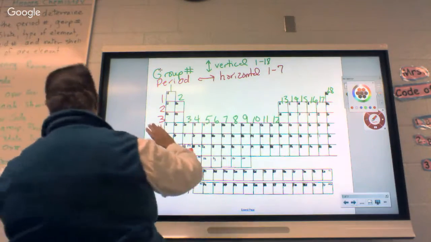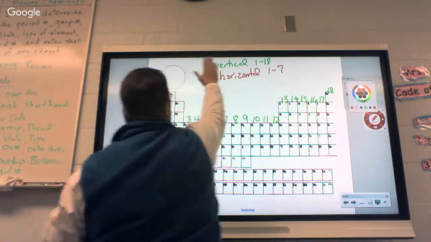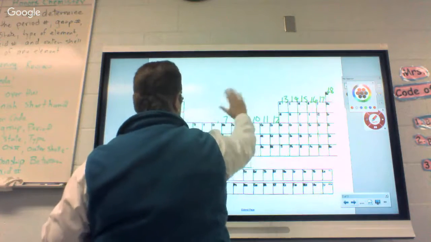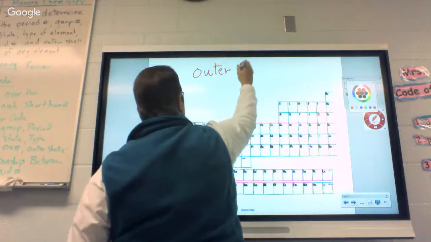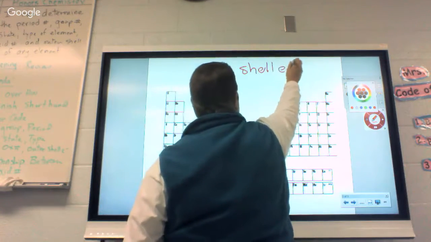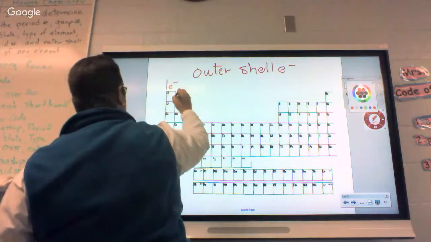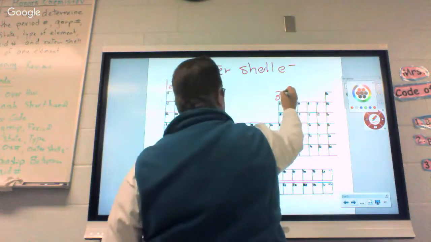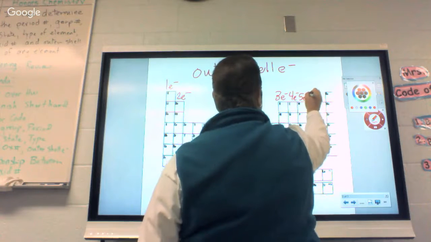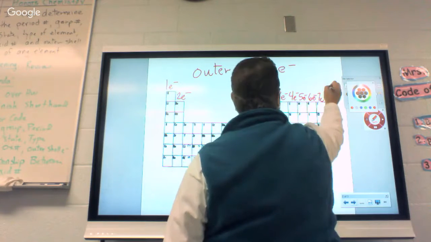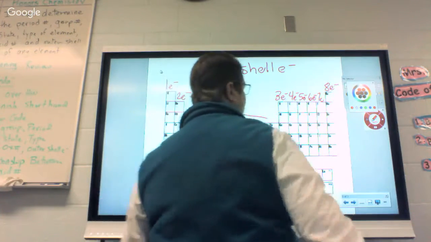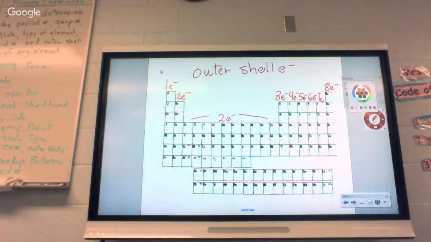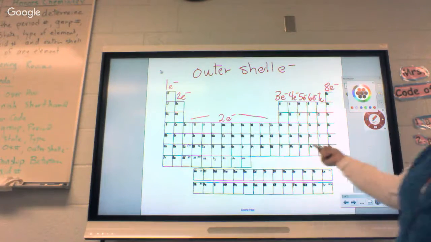Last thing. We've got 2 more numbers to go. Now, you might want your other periodic table at this point if it's getting really close. Outer shell electrons: 1, 2, 3, 4, 5, 6, 7, and 8. Have you wondered how I can see the dot diagram so fast to walk around and go, yep, yep, yep? This is how I can do it so fast.